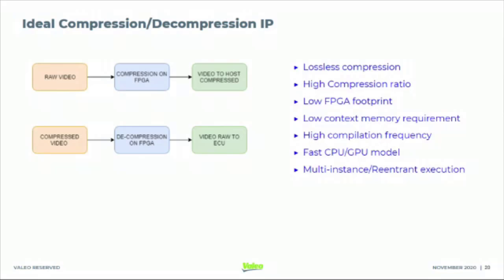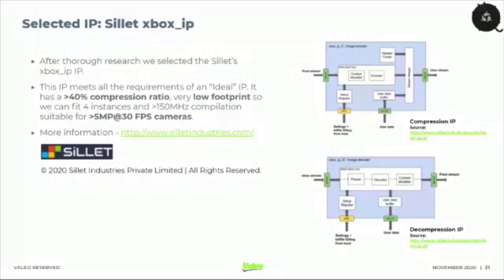And then we did a thorough search. We verified different IPs, different vendors, and we selected Valet IP here, which seemed to meet most of the requirements, which had more than 40% compression ratio. It has a very low footprint. We could actually fit the 4 instances, and it has a compilation of more than 150 megahertz. So a 5 megapixel camera at 30 FPS was possible, and we put 4 instances there.